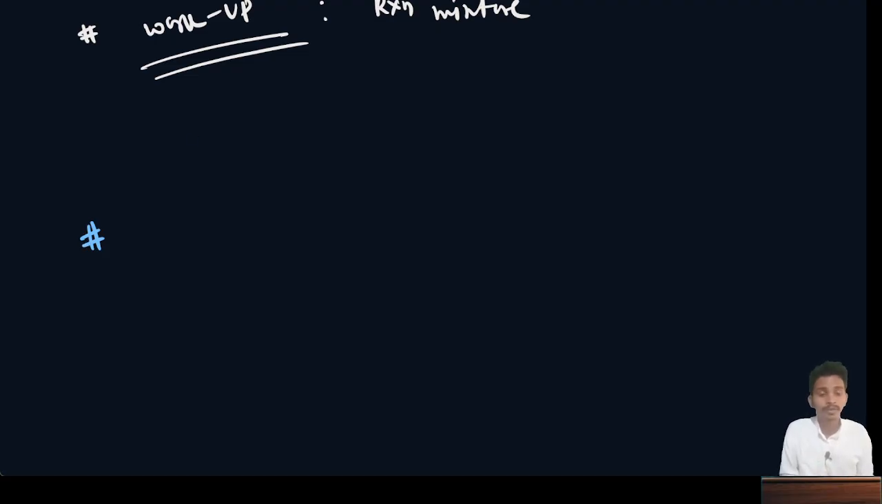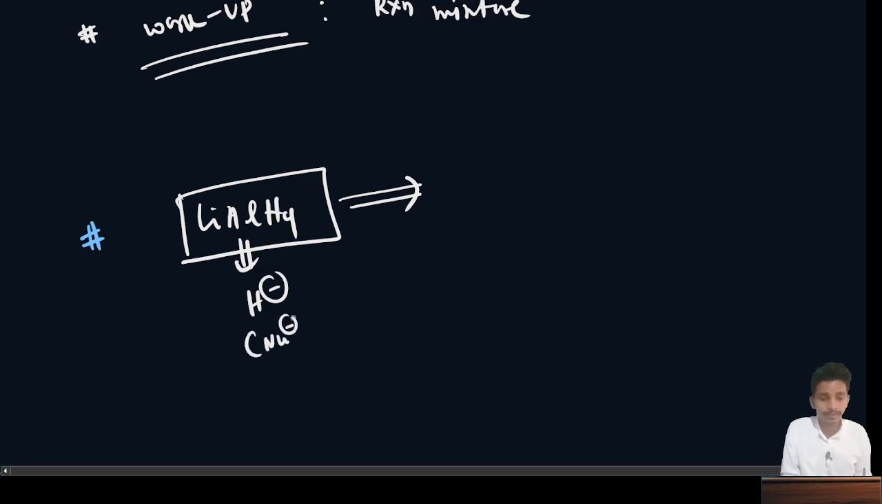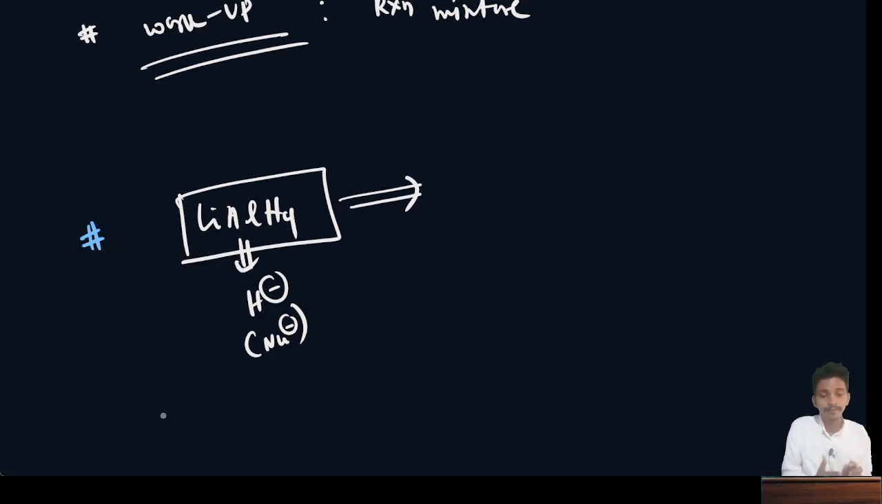Now we will look at, from an exam point of view, where this reagent lithium aluminum hydride will be used and where it will not be used. Generally, here H minus is coming, so this is a nucleophile. This lithium aluminum hydride is more efficiently used for polar multiple bonds.